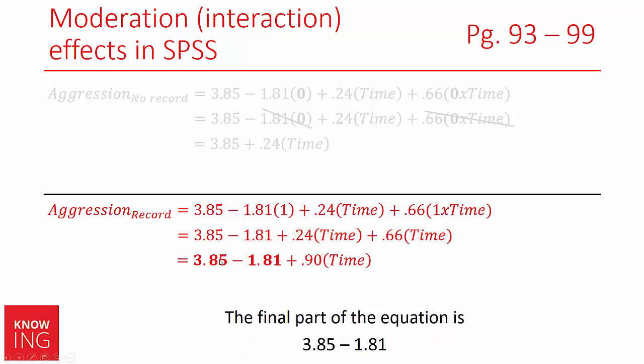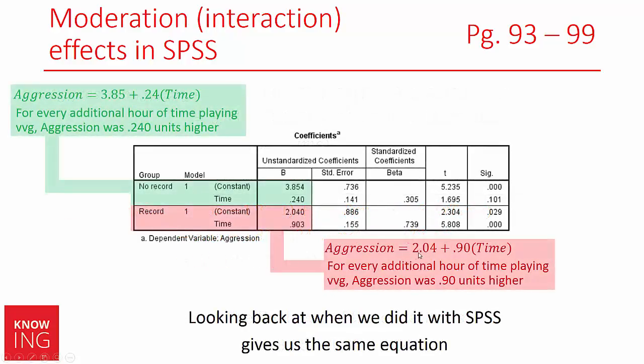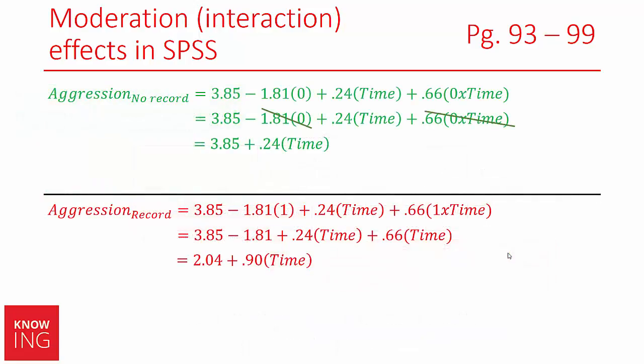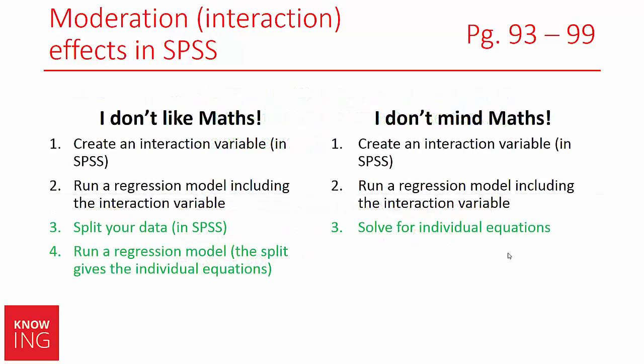Finally, the first part of the equation, 3.85 minus 1.81, well, that's just basic math you can do in your calculator. That gives you 2.04. So the equation becomes aggression for the record group is 2.04 plus 0.90 multiplied by time. And lo and behold, it's the exact same thing you'd get if you'd used SPSS to split the data, run the regression, and interpret the output. Okay, and that's how you would do it using mathematics without having to do the extra step in SPSS.